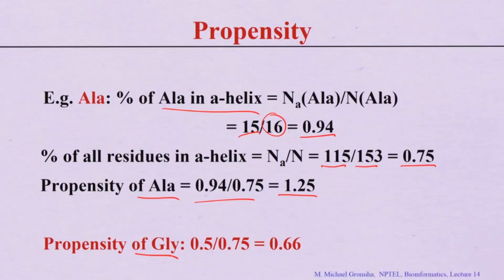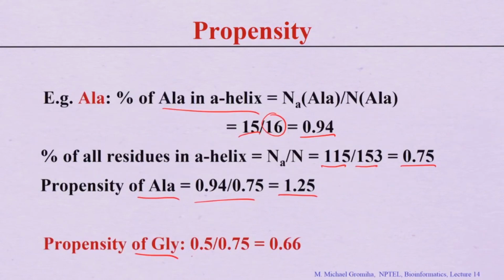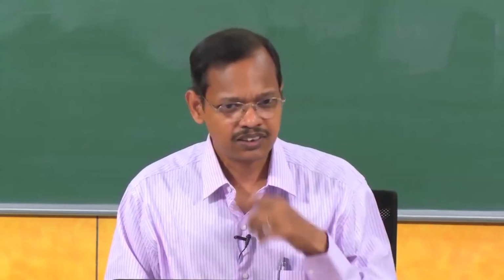Then you take glycine. How many glycines are here? 1, 2, 3, 4, 5, 6, 7, 8, 9, 9 or 10 glycines. Finally, this is 0.5, the percentage of glycine, and this is the percentage of helices, 0.75. Divide this one and you get 0.66. In this case, this is less than 1. From this, what can we infer? Glycine is not preferred in alpha helix.